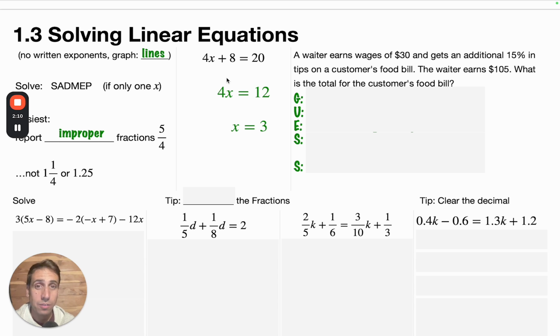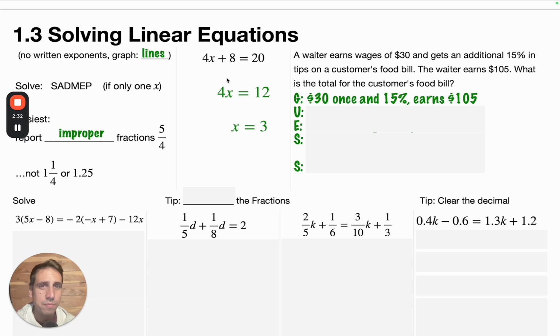We're going to do GUESS. We're not going to guess the answer. It's not guess and check. It's just how we're going to organize the givens first. The givens are you get paid $30 one time, just once, and then you also earn 15%. And then the total earnings are $105.